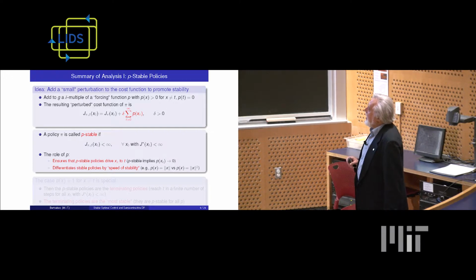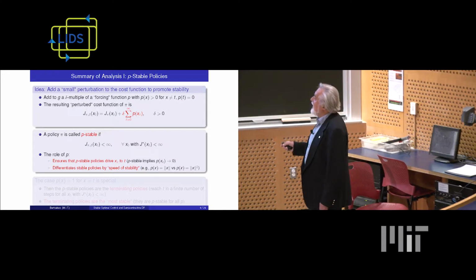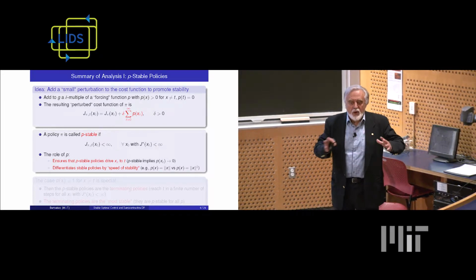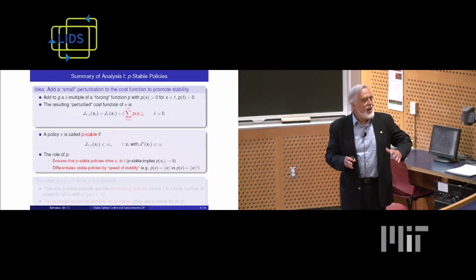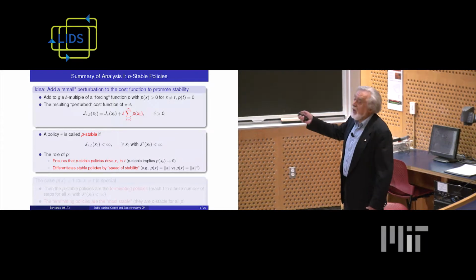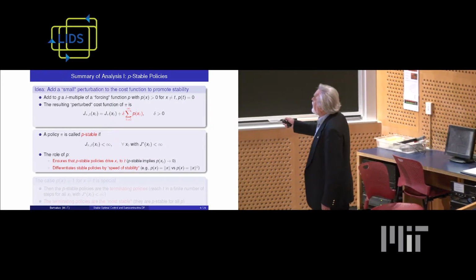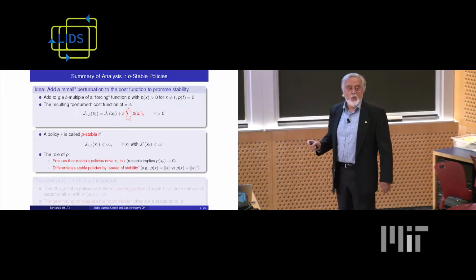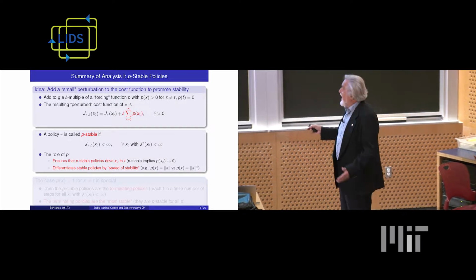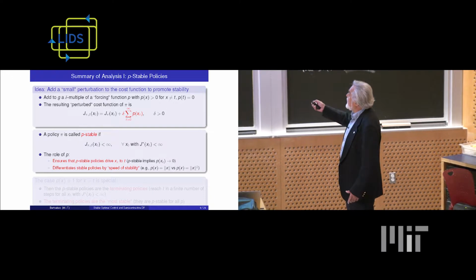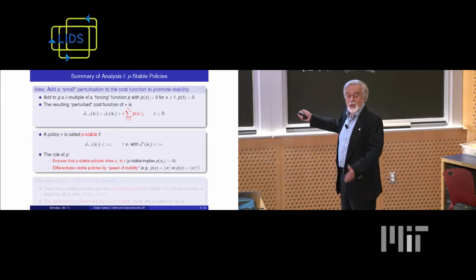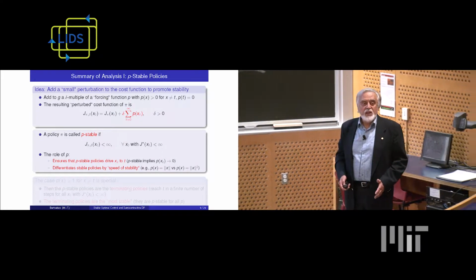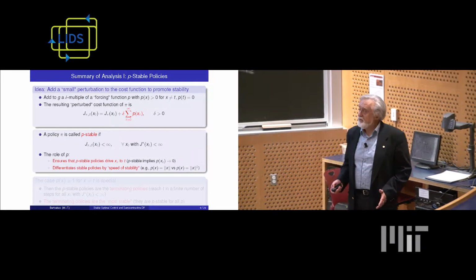The second role of p is that it differentiates stable policies by speed of stability. In other words, not all p-stable policies are the same. Some are faster than others, and how fast they converge to the destination depends on the forcing function p. For example, p-stable policies with respect to the norm function are faster than p-stable policies using the quadratic function. And in fact, some policies may be p-stable with respect to one function, but not p-stable with respect to the other. And this begs the question now, what is the fastest form of stable controller?